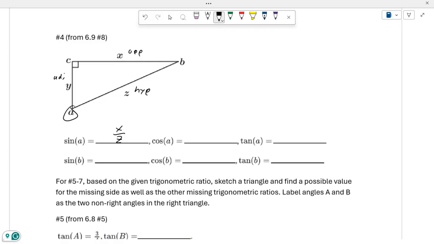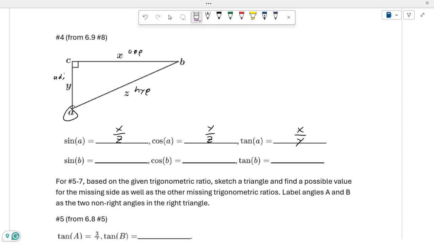There's just 2 letters, and that's my answer. Cosine, as always, is adjacent over hypotenuse, and so that is Y over Z. And again, there's nothing I can do with that. That's my answer. Tangent is opposite over adjacent, and so that is X over Y. And that's my answer.